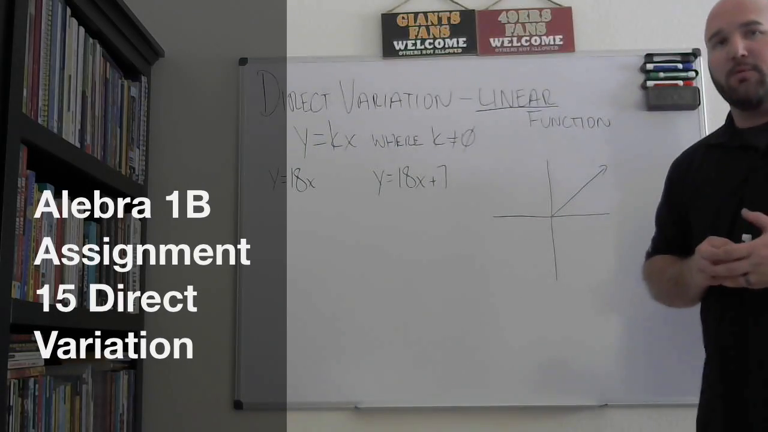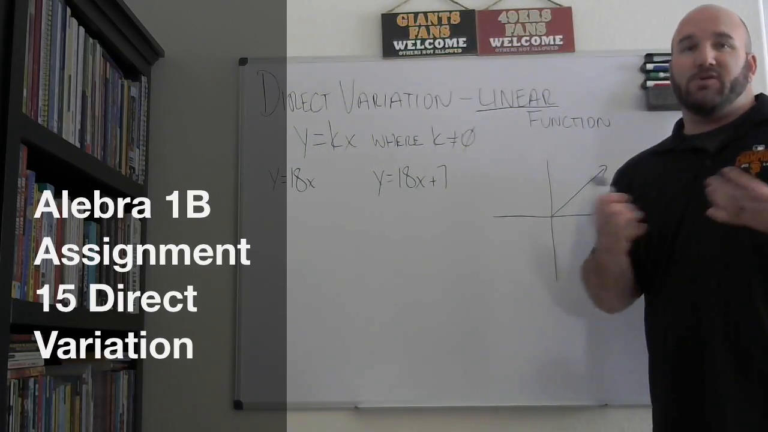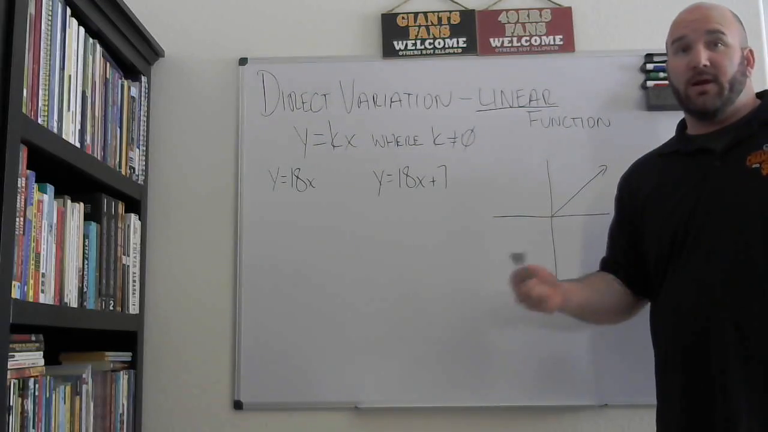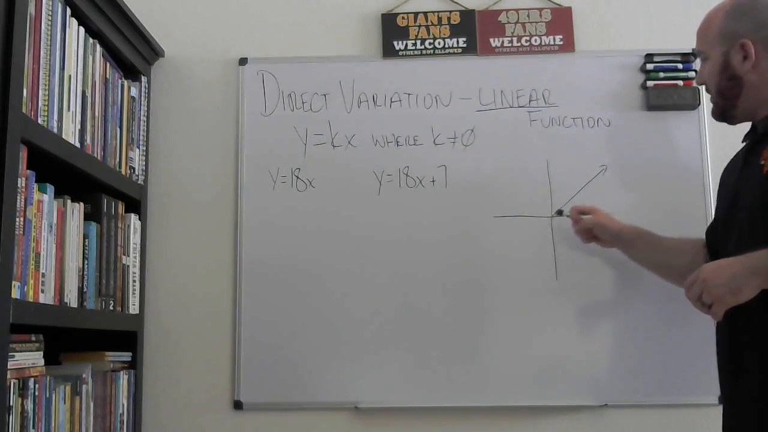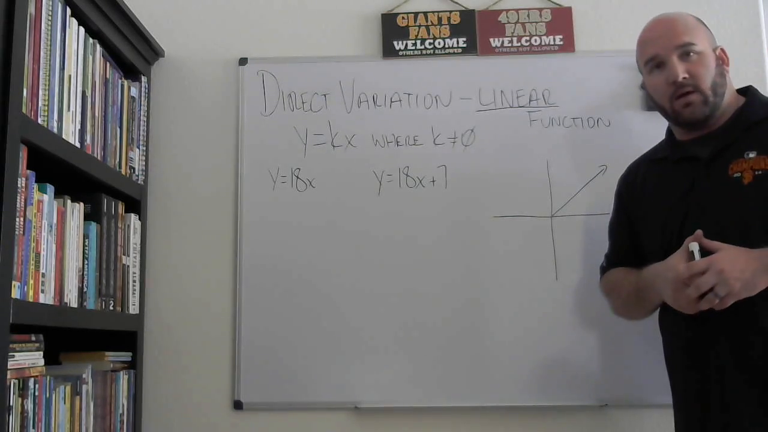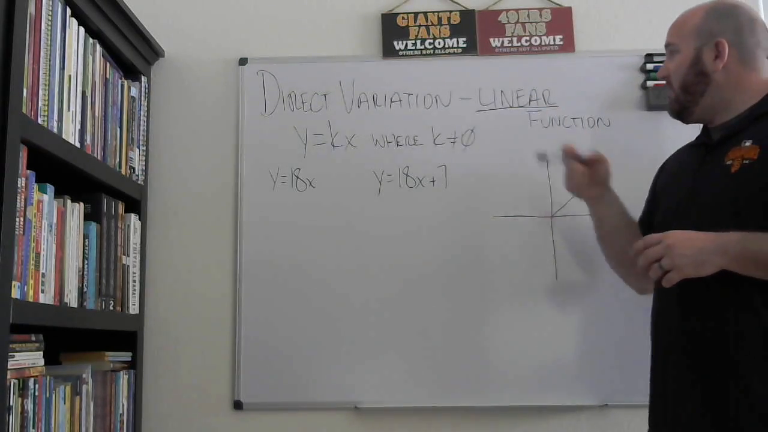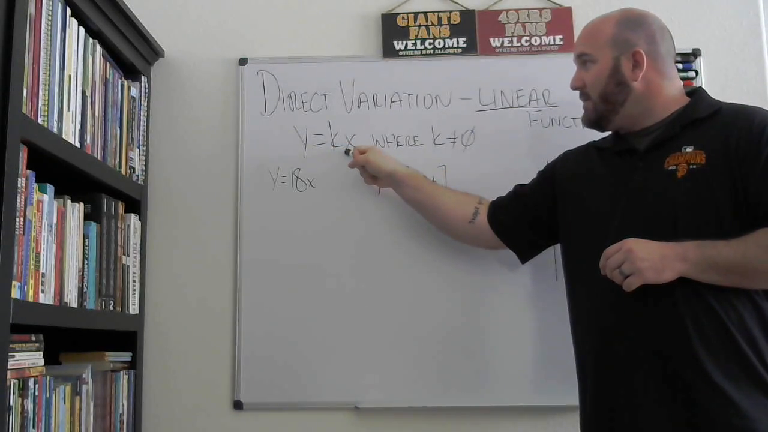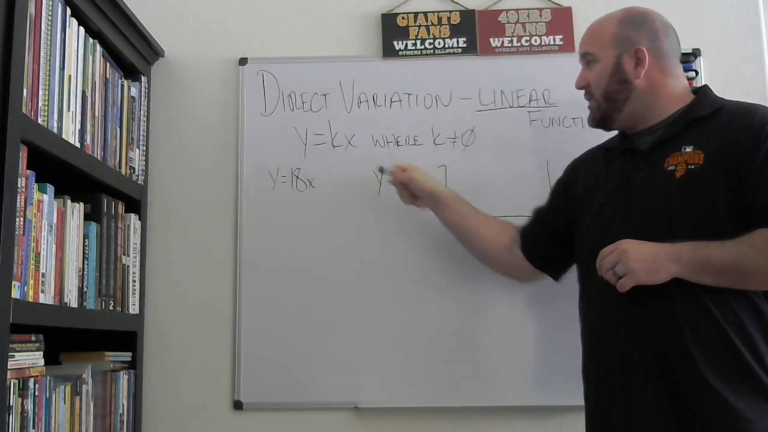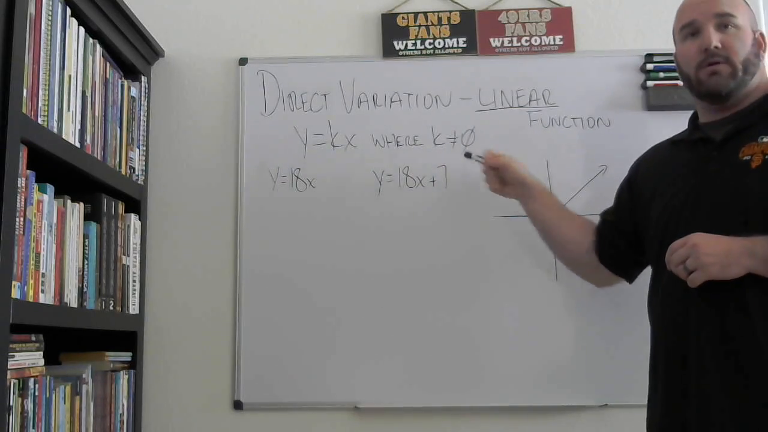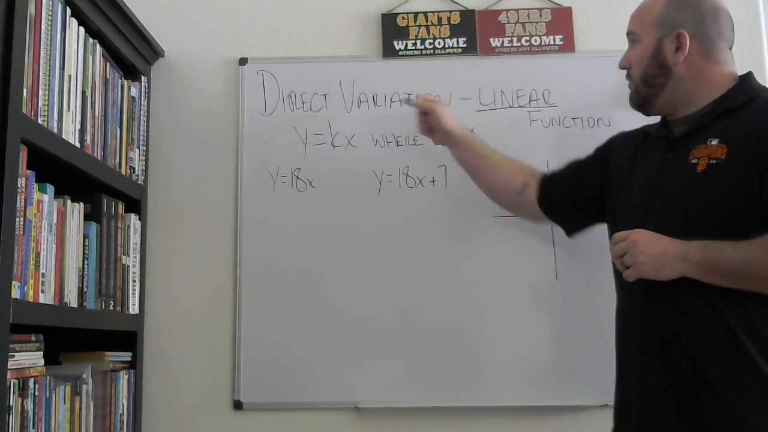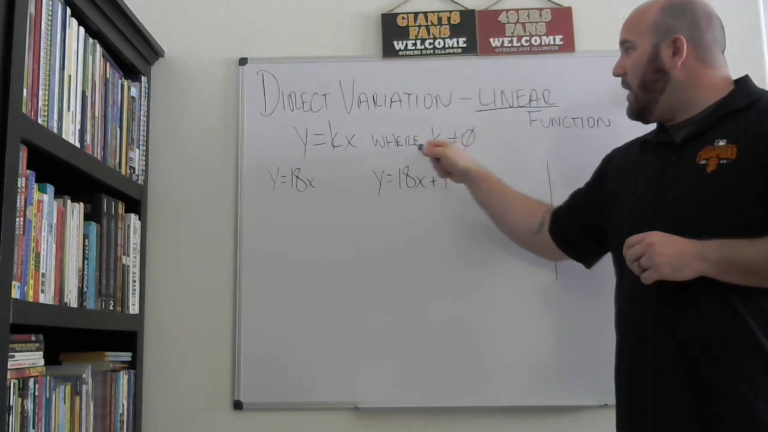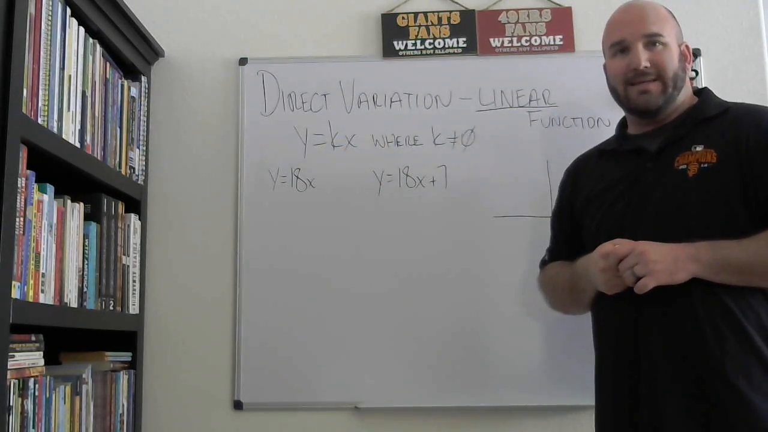In the next lesson, you're going to learn about direct variation. Direct variation is a linear function. And what is a linear function? Any function in which it forms a line on the graph. So it's a linear function that takes the form y equals kx. K, the coefficient, can't equal 0. Okay? So direct variation is a linear function, y equals kx, where k does not equal 0.